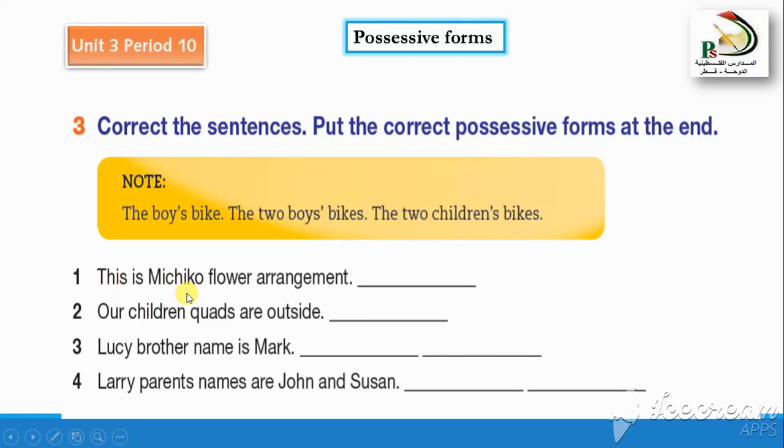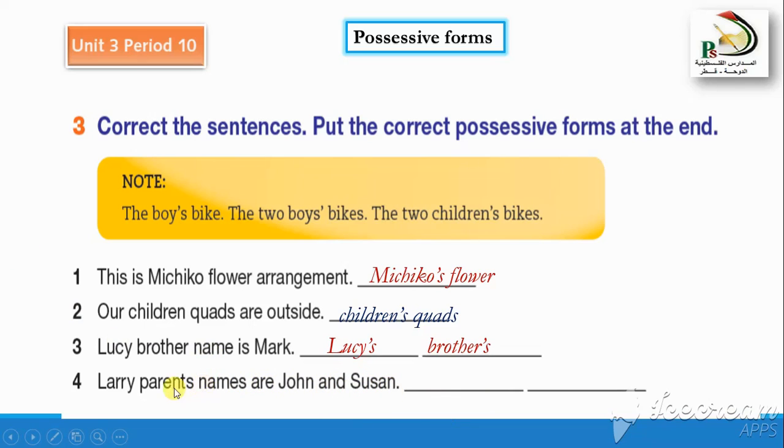This is Michiko flower arrangement. Michiko's flower. Our children quartz. Our children's quartz. Lucy's brother name is Mark. Lucy's brother's name. Larry parents' names are John and Susan.